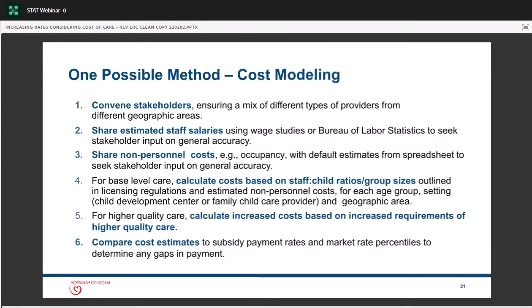As you can see on the slide, it's always about convening stakeholders first. That is just critically important. And in this example, we're using existing studies, such as wage studies that were already completed. We're receiving guidance from providers on assumptions for default estimates on cost. We're using ratios and group sizes, along with other non-staff related cost estimates for looking at costs at the base level care. We're looking at costs for increasingly higher achievement of quality. And we're reviewing for gaps in the estimates of costs to the subsidy rates.